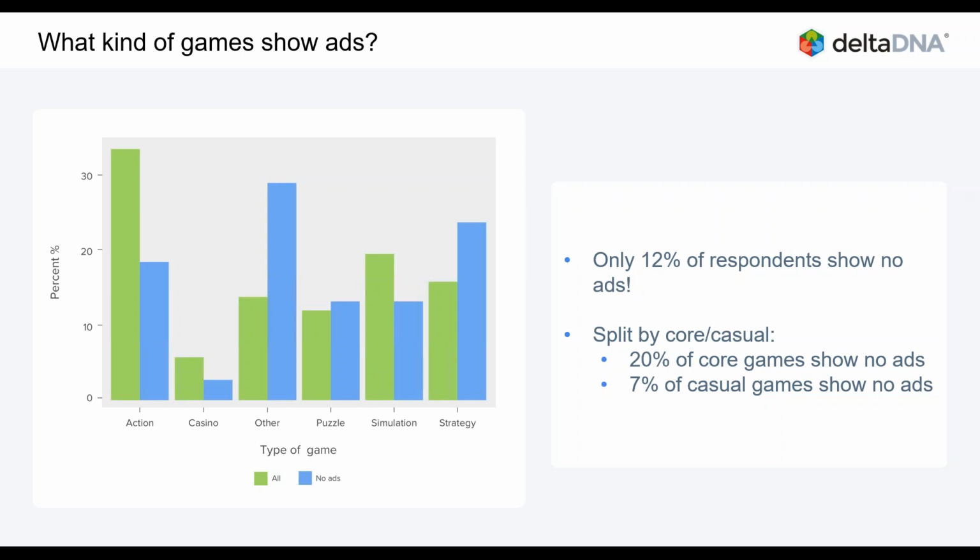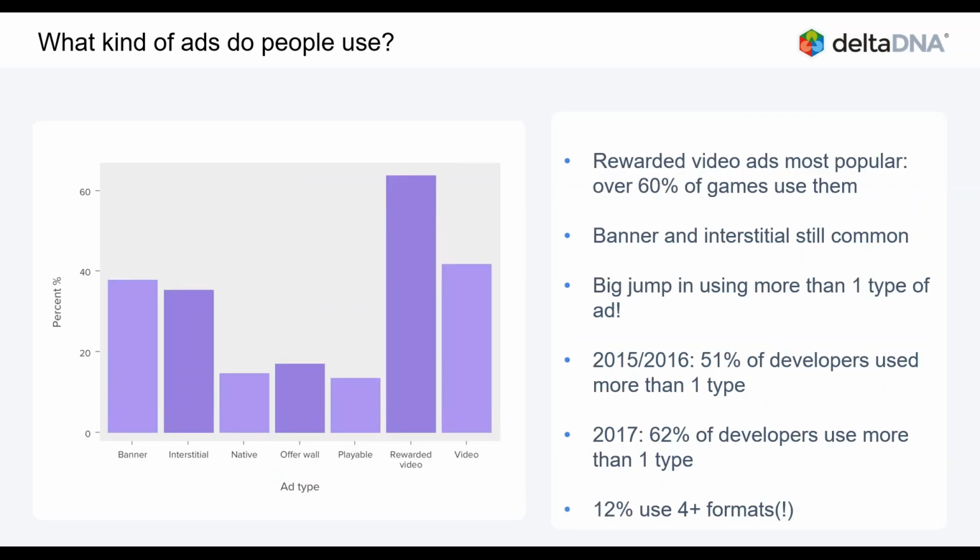We also did a split by core and casual games. So 20% of core games show no ads and 7% of casual games show no ads, which makes intuitive sense: core games are much less likely to show ads. But overall, the majority of people are showing ads in game.